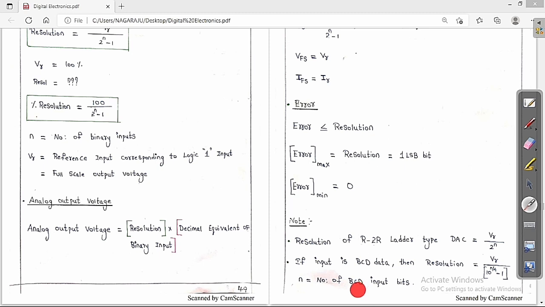So finally I can say that the resolution of the R2R ladder type DAC is equal to VR by 2 to the power of n, whereas if the input is BCD data, the resolution is equal to VR by 10 to the power of n by 4 minus 1, where small n is the number of BCD input bits.